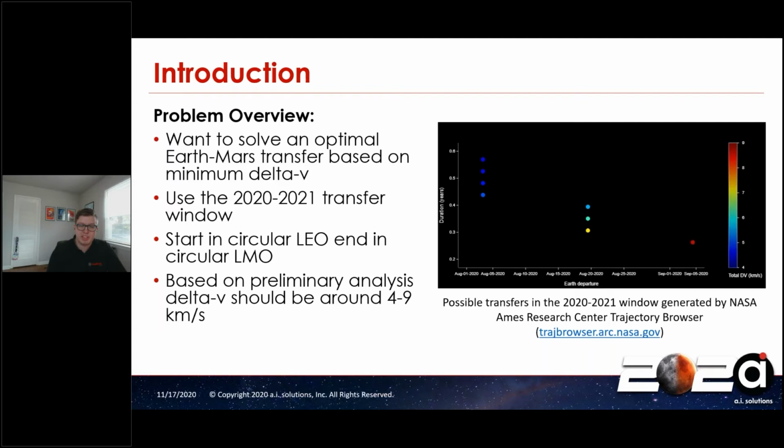Finally, we're basing some of this on some preliminary analysis that shows that our delta V should be approximately in the range of 4 to 9 kilometers per second. I pulled this handy little graphic off the NASA Ames Research Center trajectory browser, which shows the highest delta V towards the end of the transfer window at 9 kilometers per second, and then the lowest delta V in blue at the beginning of the transfer window down towards 4 kilometers per second. So this is going to serve as a nice little sanity check for us as we go through our mission plan.